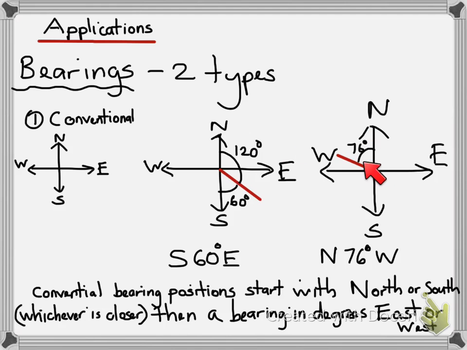In this case, the bearing along this red line is closer to north, so I start by facing north, and from there I would need to move 76 degrees towards the west. So I write that as north 76 degrees west. So to recap, conventional bearings start with either north or south, whichever is closer, and then a bearing in degrees towards the east or the west.